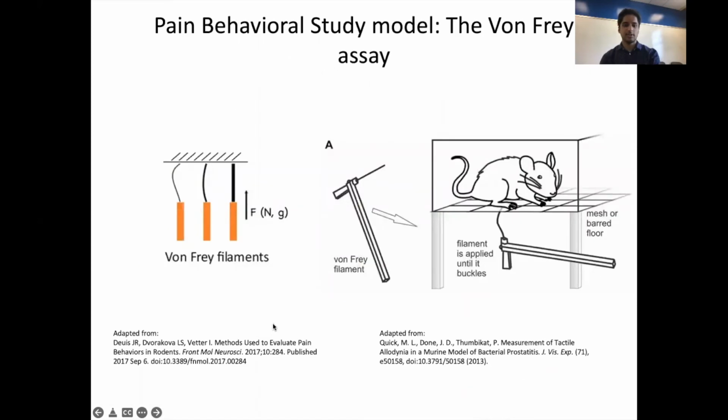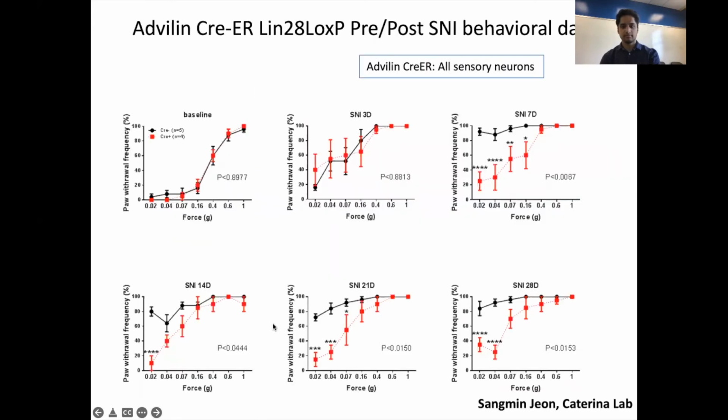Following SNI or SNT, we use the von Frey assay to test for pain sensitivity in mice. In the von Frey assay, we use von Frey filaments of increasing diameter to transduce increasing forces to the hind paw of these rodents. Previous data from the von Frey assay in the Kittler lab from collaborator Sangwan Jian has shown that there is a significant difference in the pain sensitivity of Lin28 conditional knockout mice and control mice. These differences become significant at and around day 7 following nerve injury.